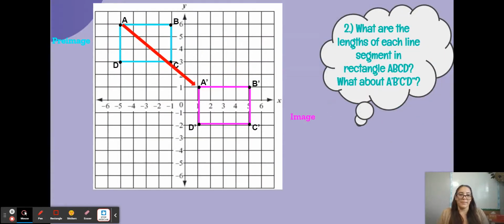What about the lengths of each? So if I take a look at the lengths of AB, notice how it has 4 units across and BC has 3 units down. Are they the same or are they different? Let's see. A prime B prime is also 4 units across, and B prime C prime is also 3 units down. Are they the same or are they different? Okay, the lengths remain the same as well.